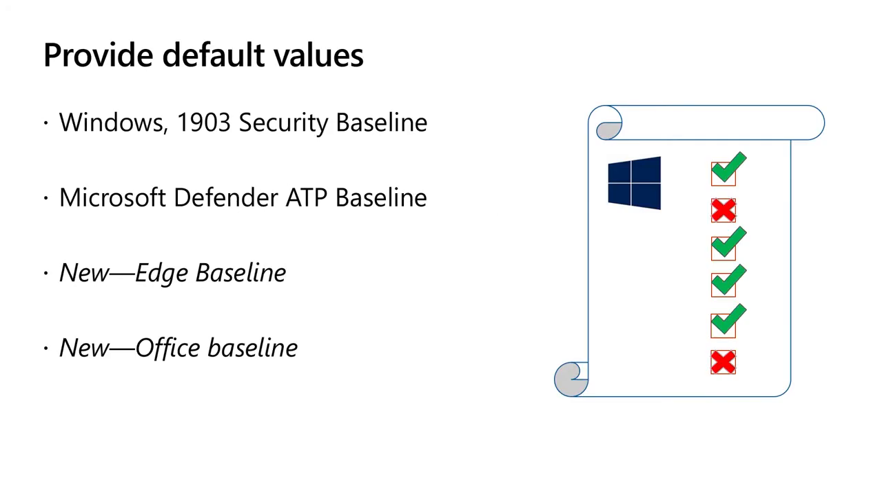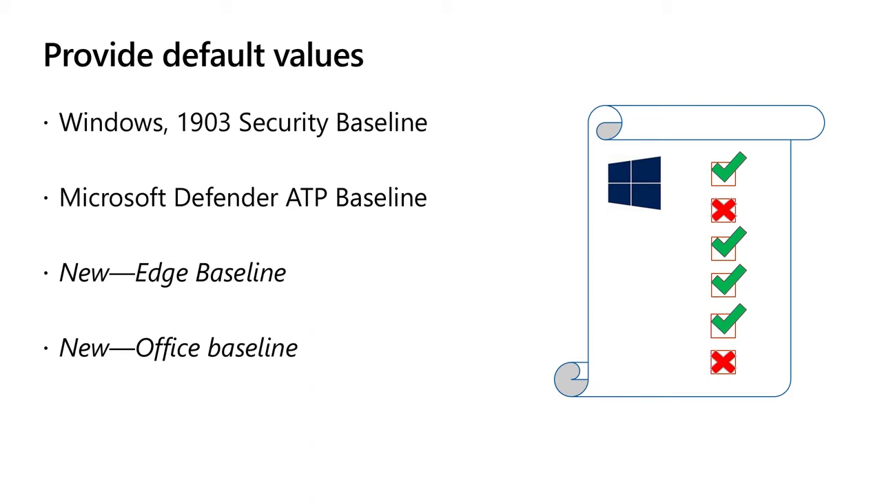So let's start with providing more default values. Since last Unite, we have released the security baselines: the Windows 10 1903 security baselines and the Microsoft Defender Advanced Threat Protection security baselines. These are baselines for Windows 10 that we worked with governments around the world to come up with. They are the best practice from Intune, from the cloud-native mobile device management policy for Windows 10, that sets devices up in the way that we think is the industry standard for securing them.